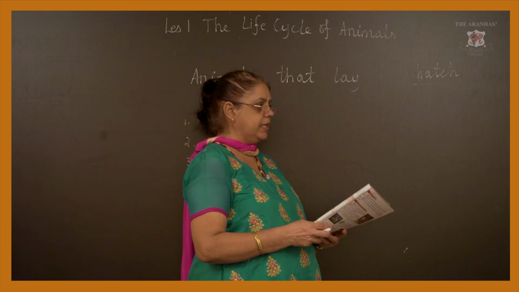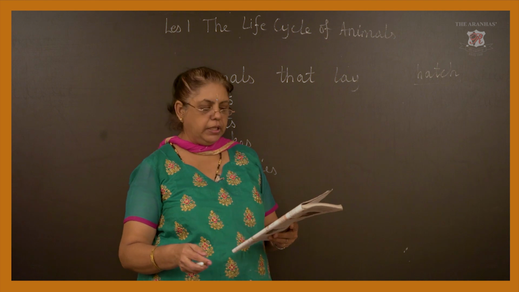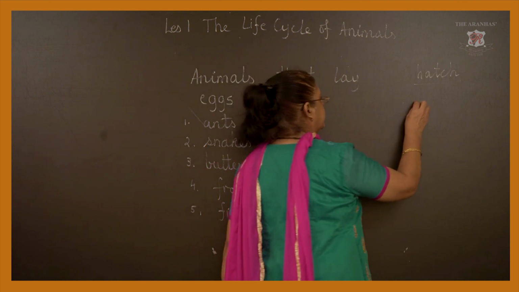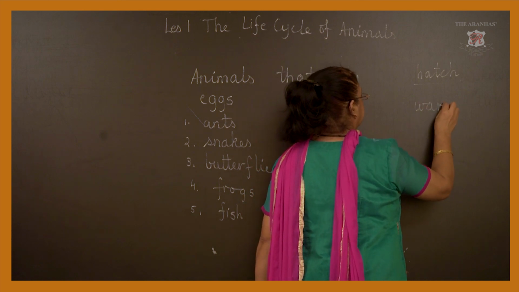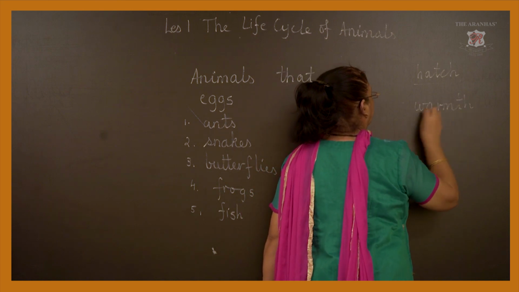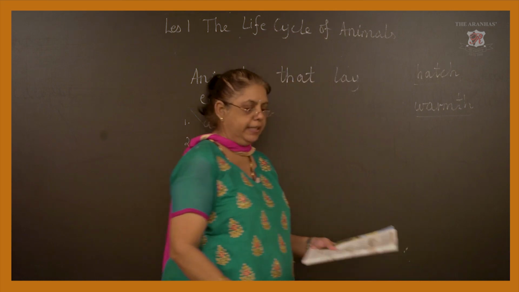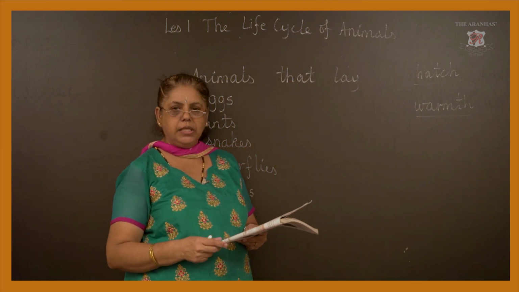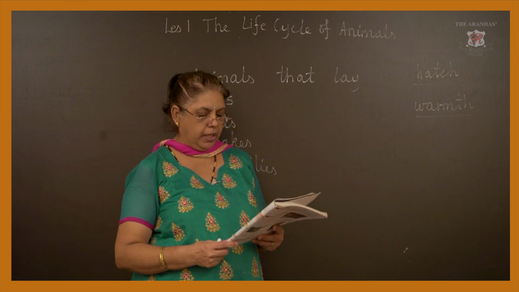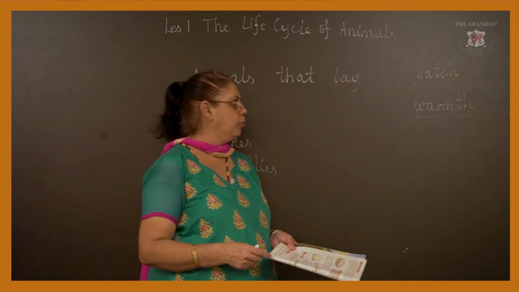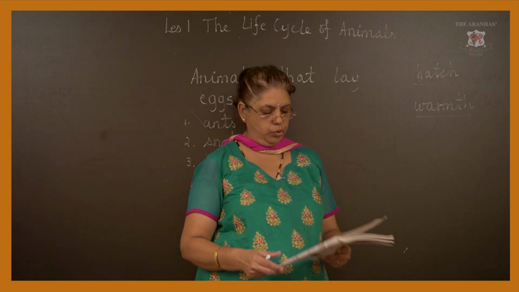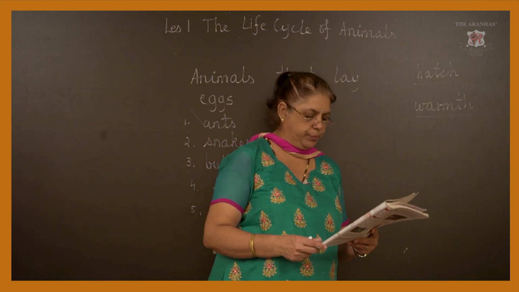So, what is necessary for the chicks to grow inside the egg? Warmth is necessary. What is necessary? Warmth is necessary. When the chicks get warmth, they grow inside the egg. Now, the chicks keep on growing slowly. When the growth is complete, what does the chick do? The chick breaks the eggshell and it comes out, as you can see it in your textbook.